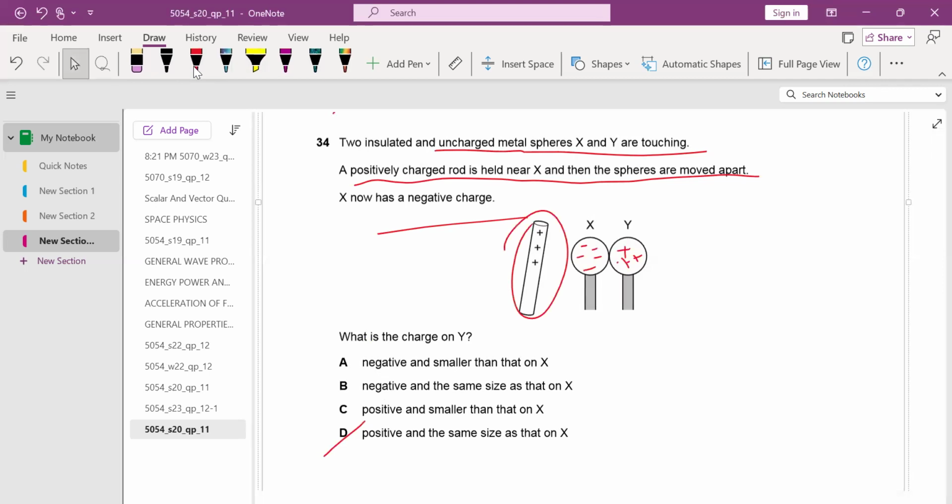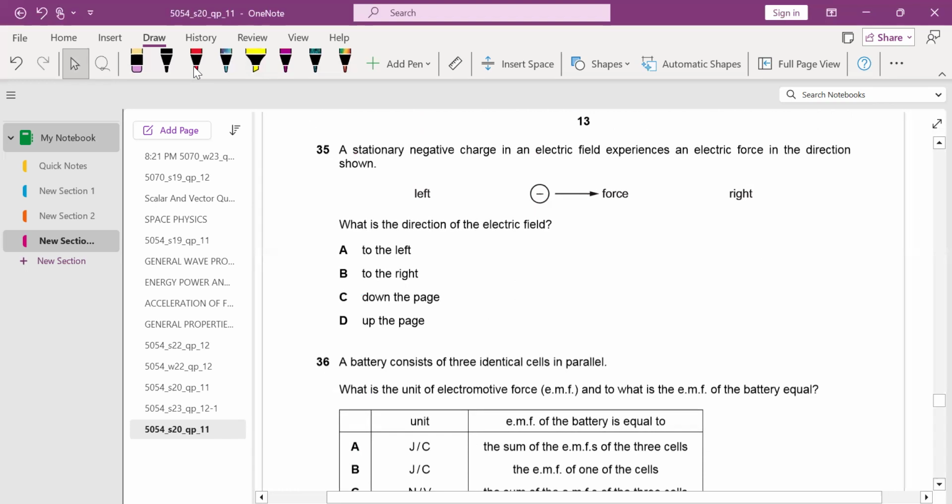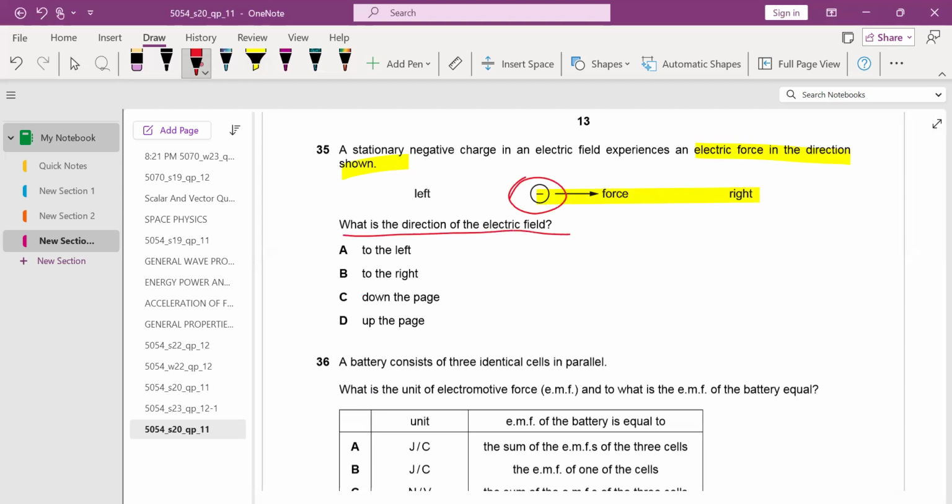Then question number 35, it says that a stationary negative charge in an electric field experiences an electric force in the direction as shown. So the electric force is towards the right. Now this is an electron. What is the direction of the electric field? The electron always has the opposite direction. If it is towards right, then the field direction would be towards left. So option A is correct for question number 35.